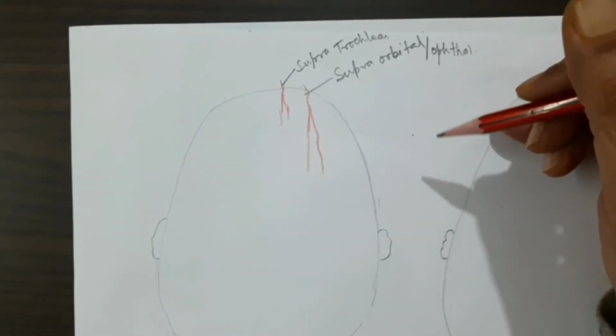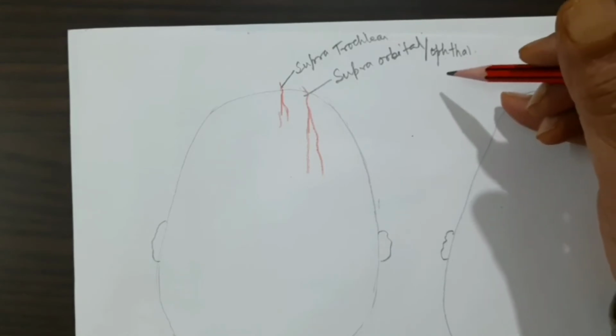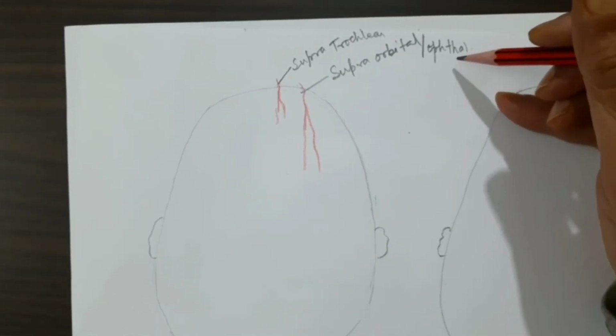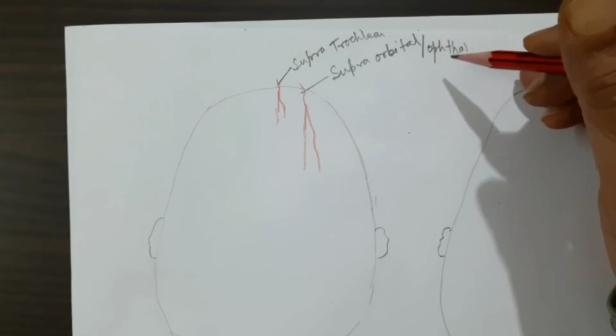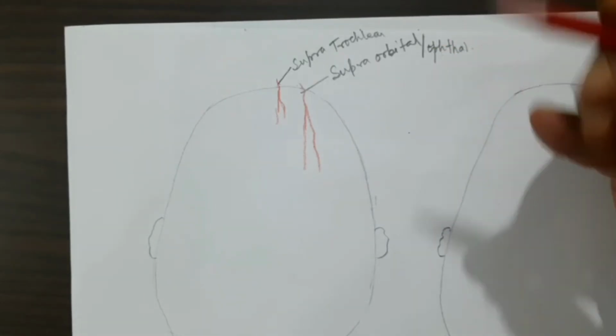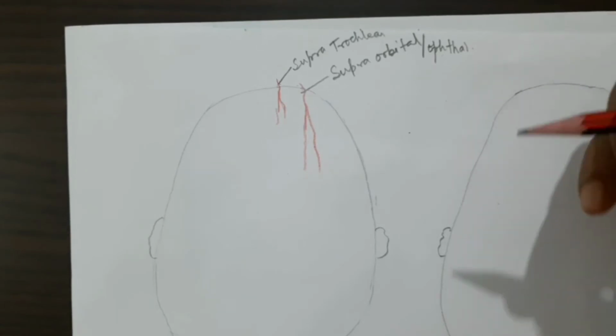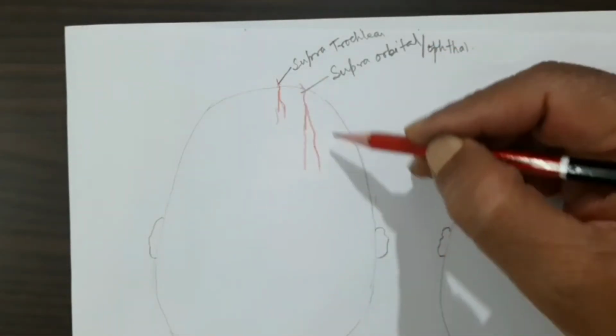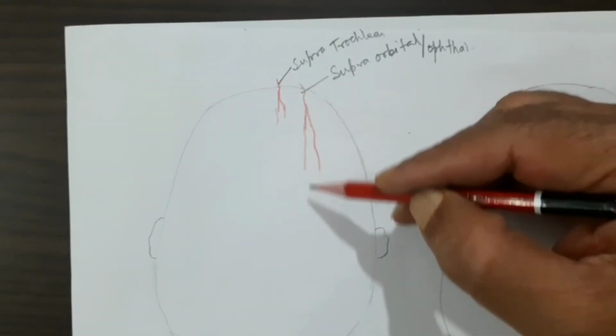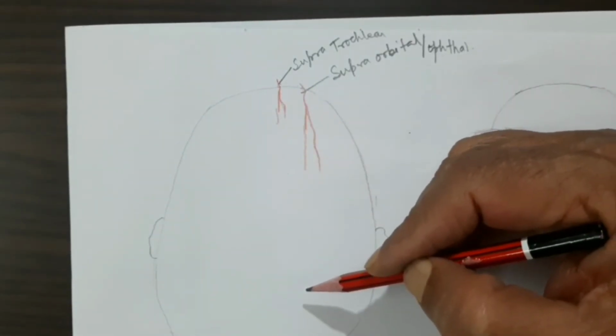When it lies in the cranial cavity, just medial to the anterior clinoid process, it gives this ophthalmic branch, which runs through the optic canal and then comes into the orbit. From the orbit, the supraorbital and supratrochlear come out and supply the anterior part of the scalp. This may go quite backward also.